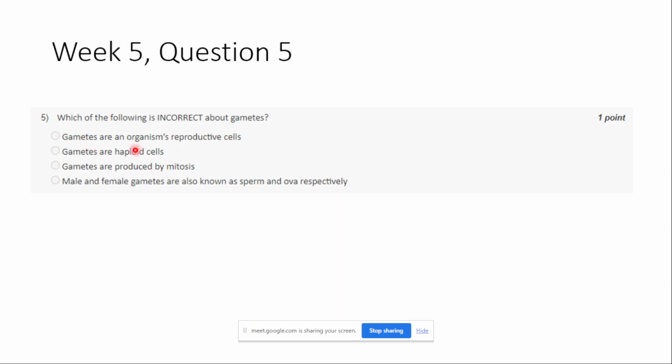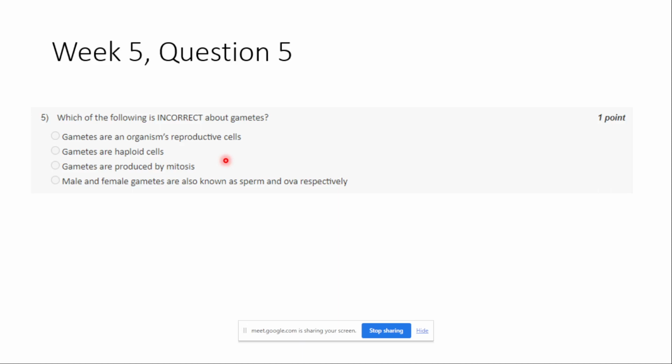So the first option: gametes are an organism's reproductive cells. Is it true? No, sir. Every reproductive cell cannot be a gamete, because there are cells which divide and form gametes. No, they are not telling that every reproductive cell is a gamete. They are telling about gametes. Gametes are an organism's reproductive cells, right?